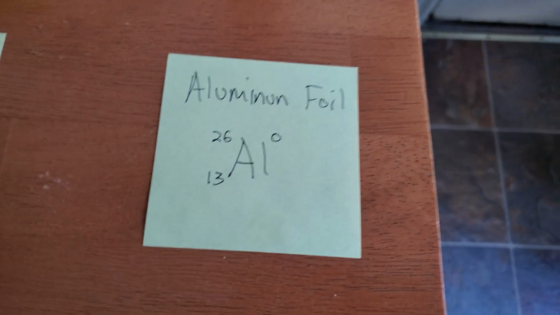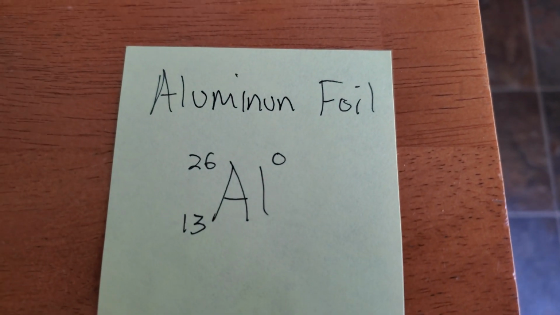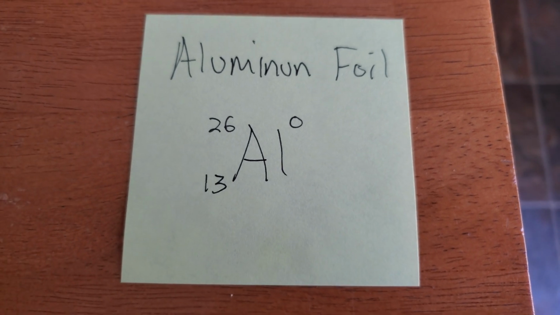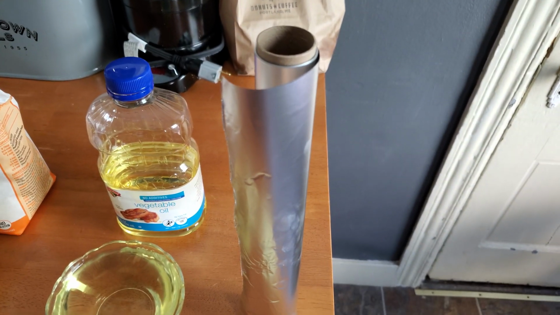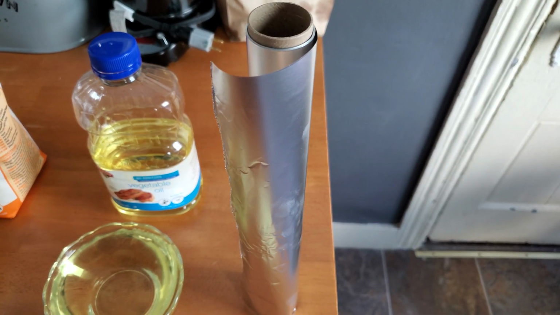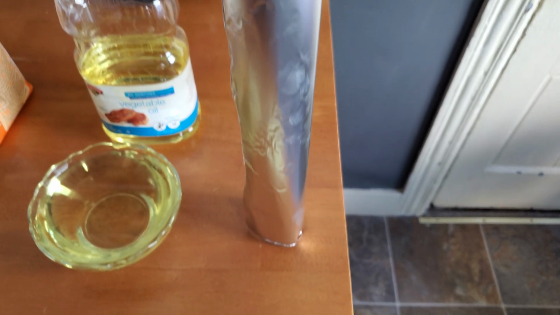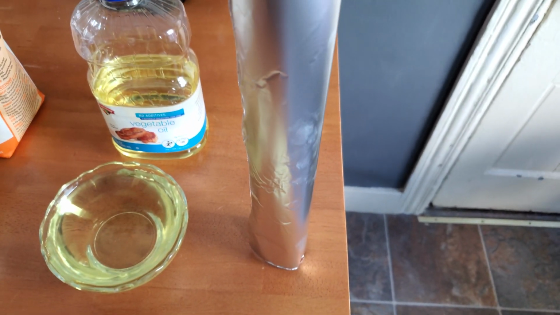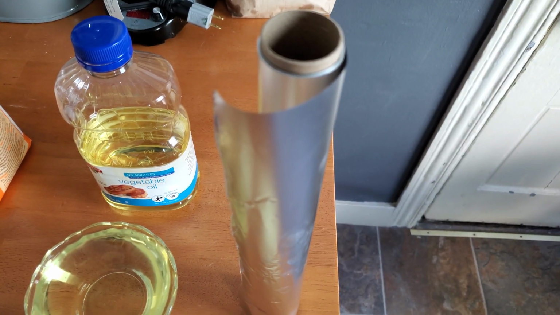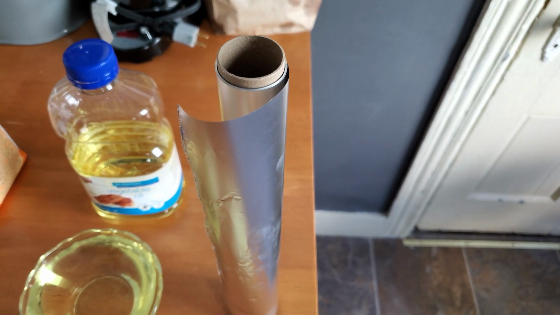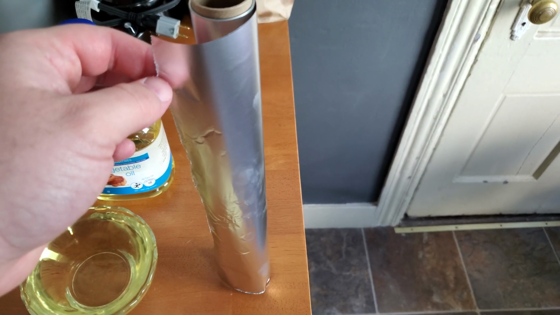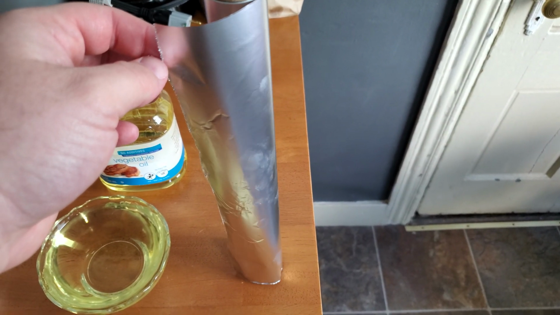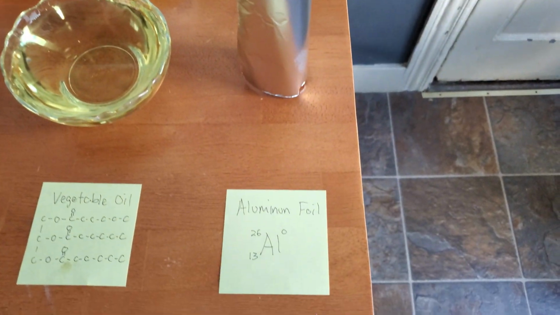Last example is aluminum foil. It's just made of aluminum, so I've written the abbreviation for aluminum here, atomic number 13, mass number 26. And I took the whole roll out because 1 mole of aluminum is basically the entire roll when you buy it from a grocery store, as long as it's a standard size one. Inside all of this foil, the whole thing, you have 6.02 times 10 to the 23rd atoms of aluminum.